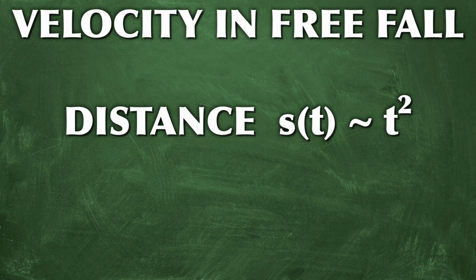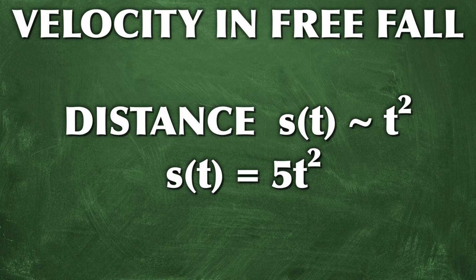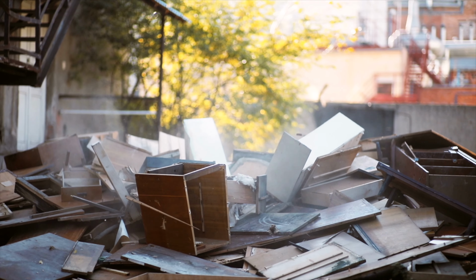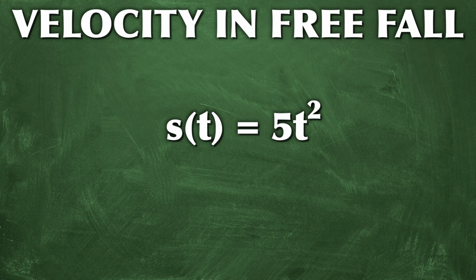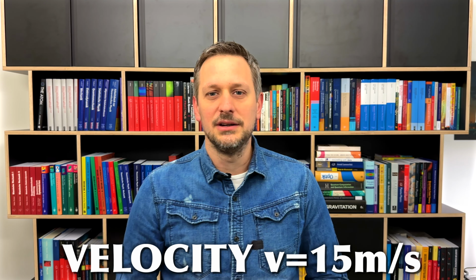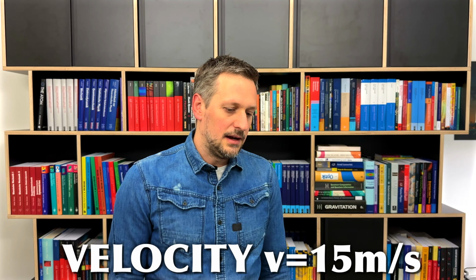More precisely, the distance fallen is given by s equals 5 times t squared, where s is the distance and t is the time. Let's assume the object hits the floor after exactly 3 seconds of free fall, having fallen 45 meters. But what is its velocity at that moment of impact? Well, easy, you say. Just take the distance fallen and divide it by the time that it takes. And you get a velocity of 15 meters per second.